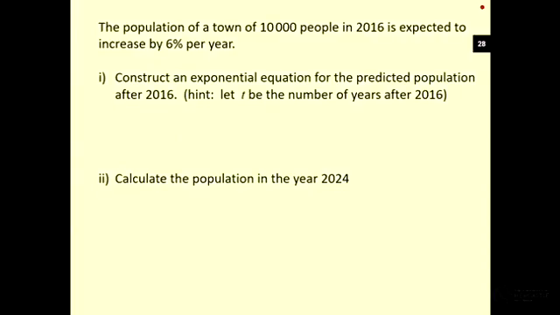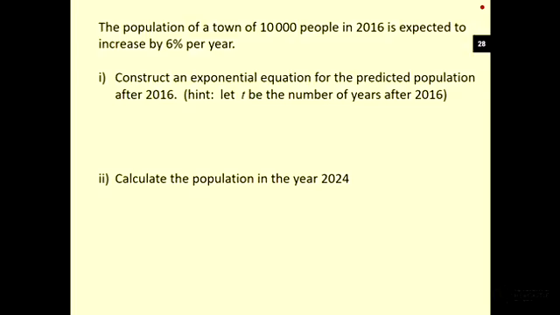All right. Another predictable sort of question. We've got a population of a town of 10,000 people in 2016. Fine. It's expected to increase by 6% per year. We're not totally rabbit-like. We don't really double every year. But about 6% per year, okay. Construct an exponential equation for the predicted population after 2016.